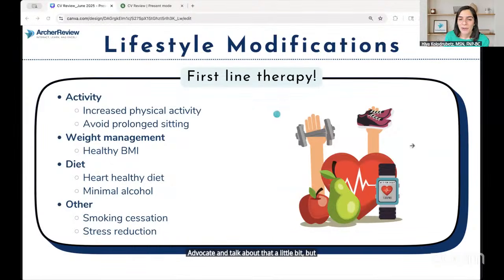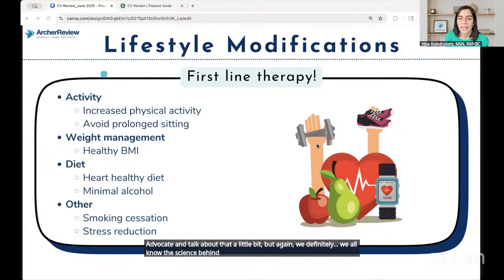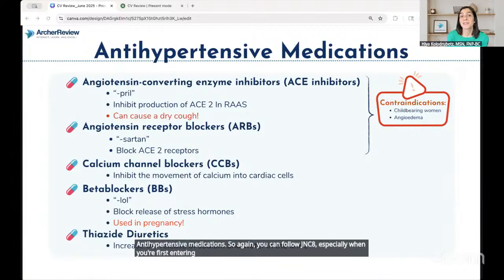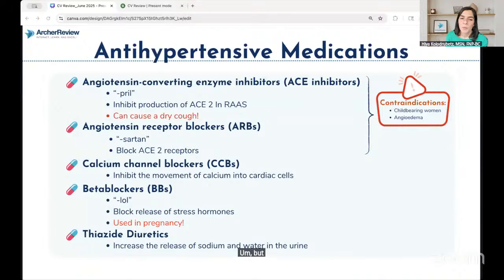But again, we all know the science behind an active, healthy lifestyle: Mediterranean diet, limiting alcohol, getting that weight down, smoking cessation. It's the same conversation we want to have with our patients. Antihypertensive medication. So again, you can follow JNC8, especially when you're first entering clinical practice or answering those board style questions. But just to tell you a little bit more about the categories of these medications, of the classes.